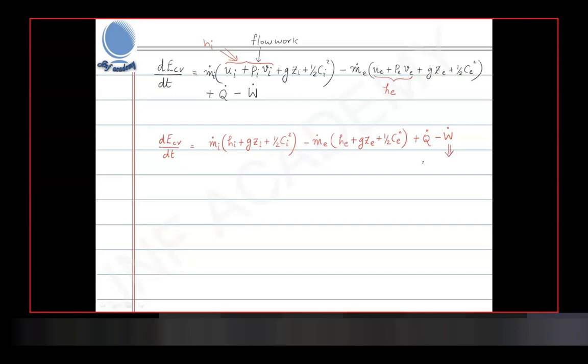Mind you, W dot is not the total work on the control surface. This is the total work minus the flow work. So it can contain any component of work, for example, shaft work or displacement work. Any work is okay except for the flow work, because we have just subtracted the flow work and put it in the mass flow terms. So this is the final equation that you're supposed to remember. This is the energy equation, or the first law applied to a control volume.